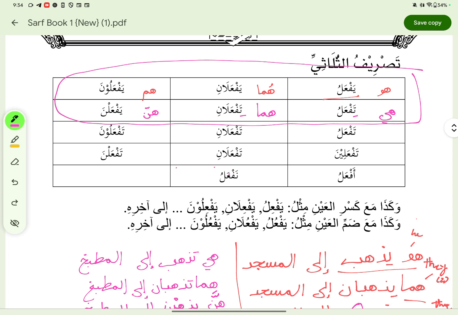So it'll be yaktubani. So for the sake of the students, you say huwa and the pronoun. So: huwa yaktubu, huma yaktubani, hum yaktubuna, hiya taktubu, huma taktubani, hunna taktubna. Yeah, that's a strange thing.